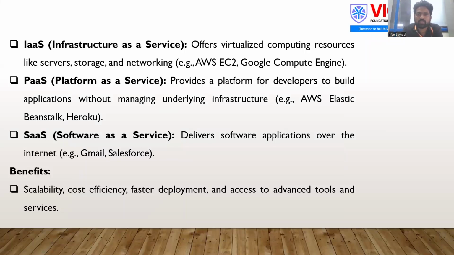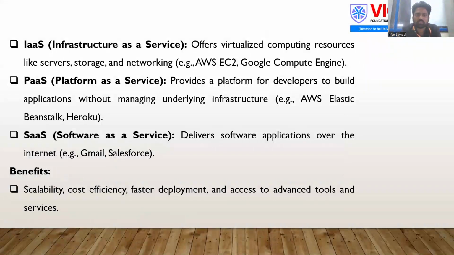IaaS offers virtual computing resources like servers, storage, and networking, like Amazon Web Services EC2 instances and Google Compute Engine. These are examples of IaaS, infrastructure as a service. The second one is PaaS, platform as a service. It provides a platform for developers to build applications without managing the underlying infrastructure. For example, AWS Elastic Beanstalk.